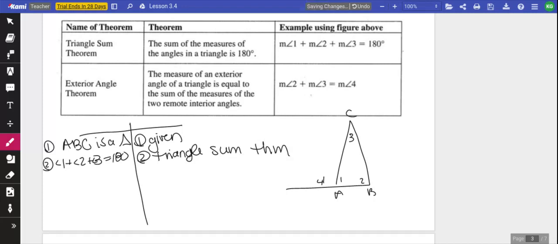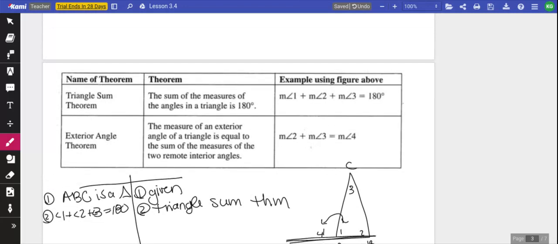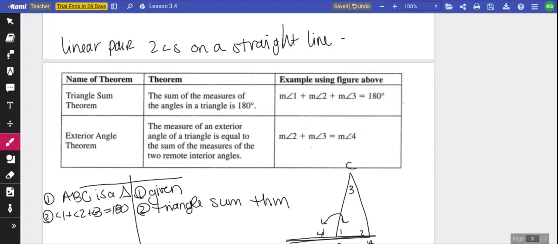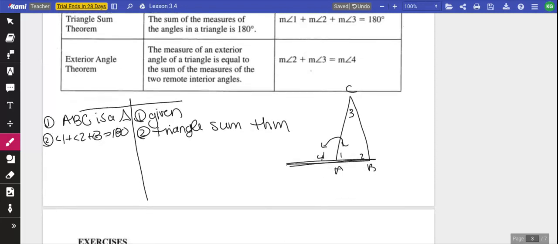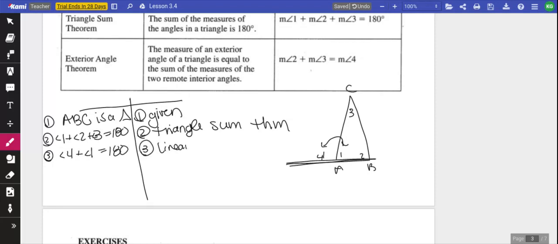The other thing that we know, looking here at this straight line, is that angle 1 and angle 4 are making what we call a linear pair. A linear pair is two angles on a straight line, which equals 180. So we can say that angle 4 plus angle 1 equals 180 because they are a linear pair.